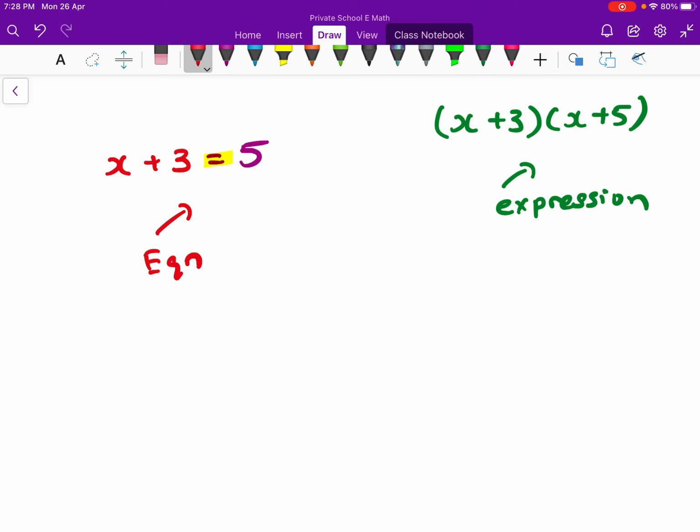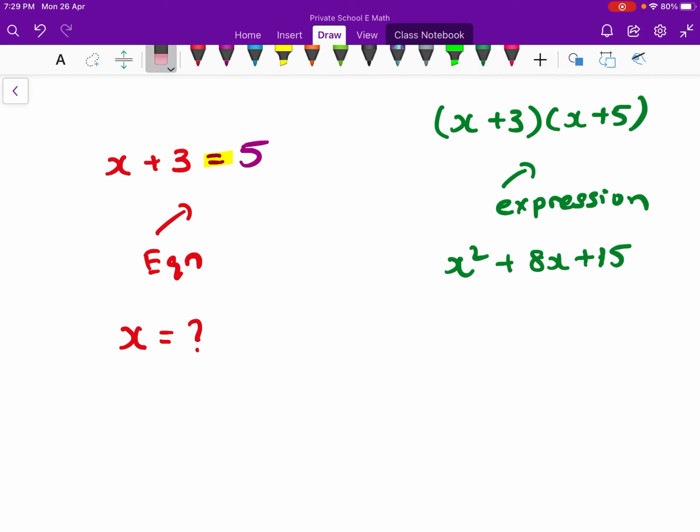The second difference is that for an equation, I want to find the value of x. So x may be equal to 2/3, or 5, 4, 3, 2, 1, or even 0. For an expression, we do not need to do that. We simply simplify. Like if I expand this, you will get x squared plus 8x plus 15. Notice I do not even need to find the value of x. So that is the main difference.